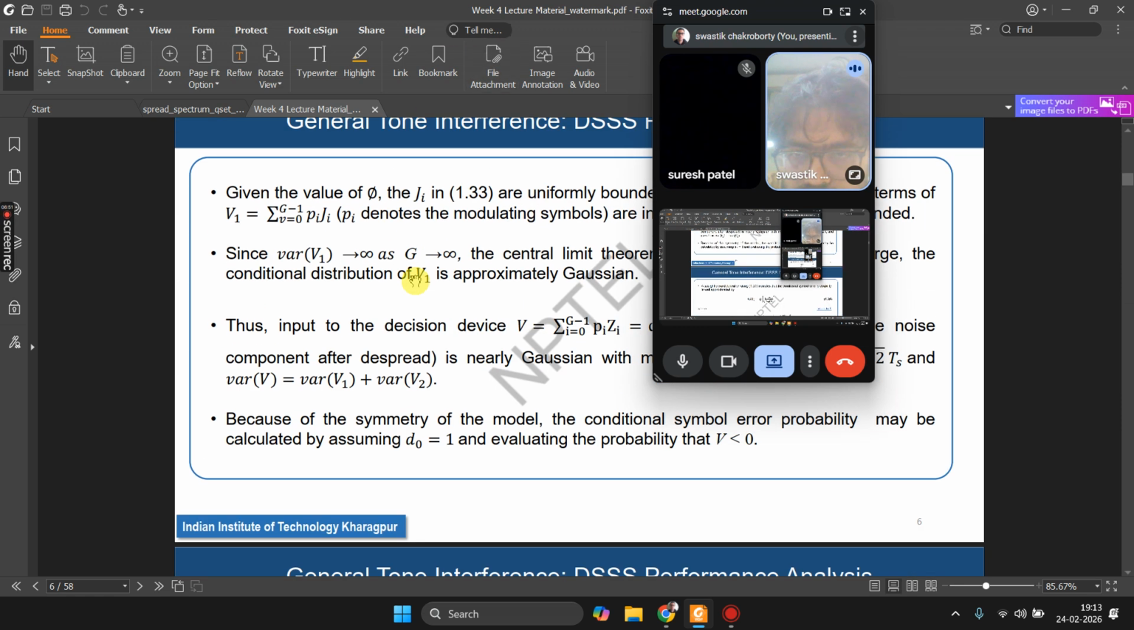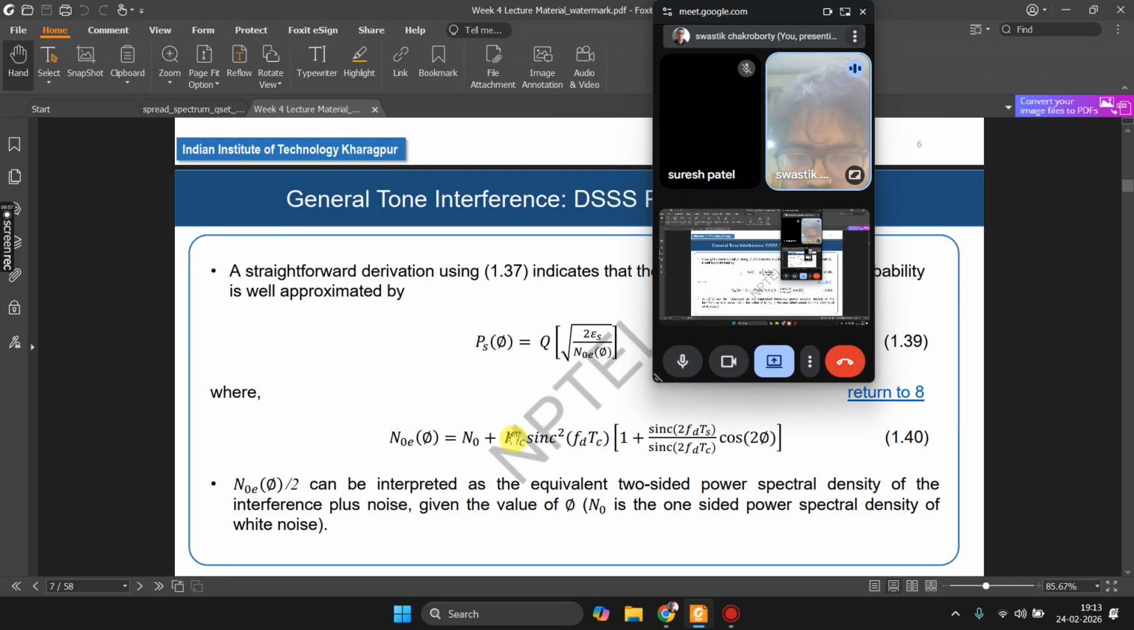Finally, with that variance, you can also do a noise signal derivation, and the noise signal will come as this. There is the normal noise N0, plus this term, which is your interference term, basically adding on to the noise. So N0 prime becomes an equivalent two-sided PSD of the interference plus noise. N0 is the noise power spectral density, and along with that you get an additional interference term like this.